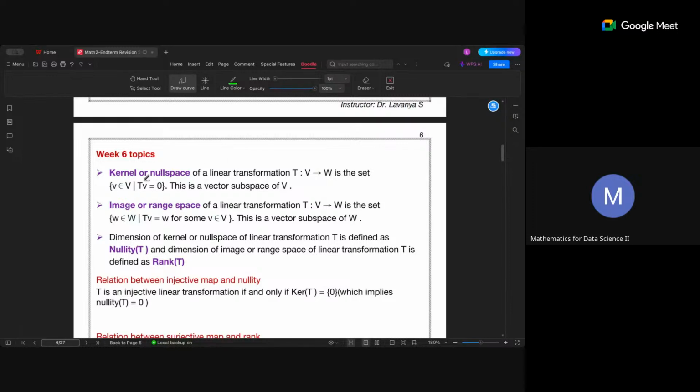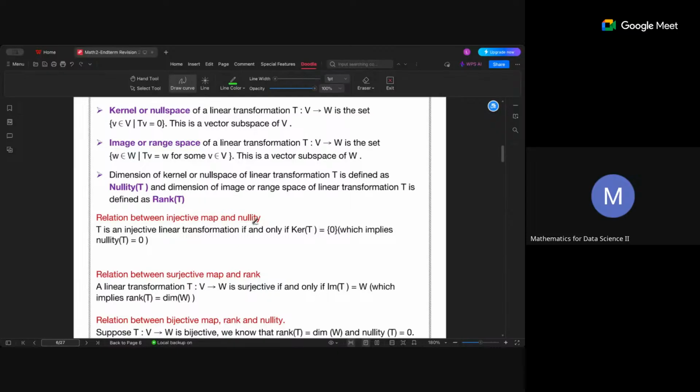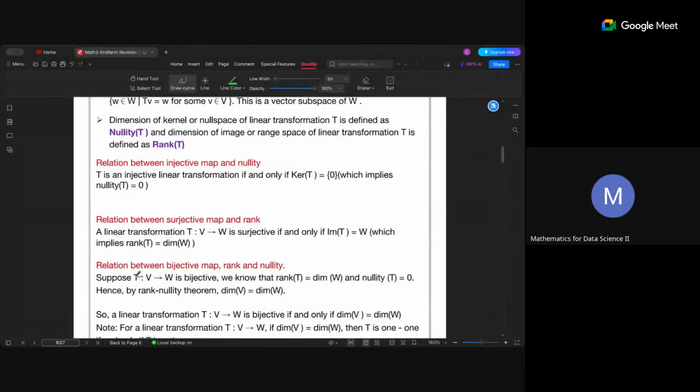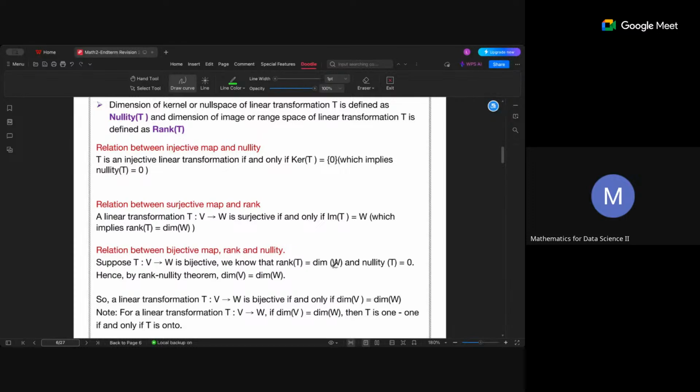The dimension of the kernel is called the nullity and the dimension of the range space is called the rank. What is the relation between an injective map and nullity? If T is injective, nullity is 0 because the kernel is 0. If T is surjective, that is onto, then rank of T is equal to dimension of W. When T is bijective, that is isomorphic, rank of T is dimension of W, nullity is 0, and hence from the rank nullity theorem, dimension of V is equal to dimension of W.